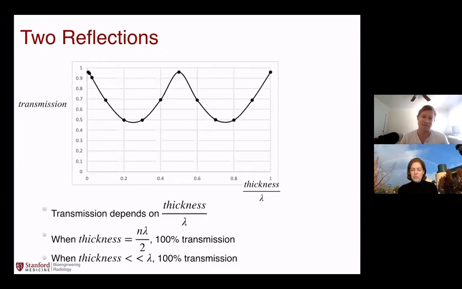Okay, so this is our summary here, where we have 2 reflections. The transmission depends on the ratio between the thickness and the wavelength. So you could have a material that has a different speed of sound, so it has a different wavelength, and then it just depends on the ratio of the thickness to the wavelength. So the absolute thickness depends on what material it is for that to happen. And when the thickness is equal to an integer multiple of lambda over 2, then you get 100% transmission. When the thickness is much, much less than the wavelength, you get 100% transmission. So that's pretty fun.